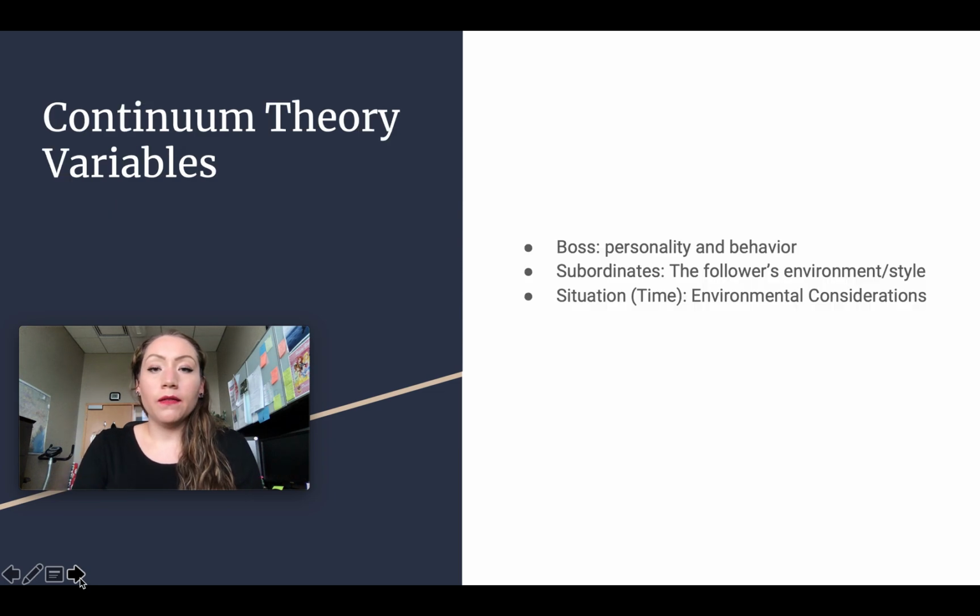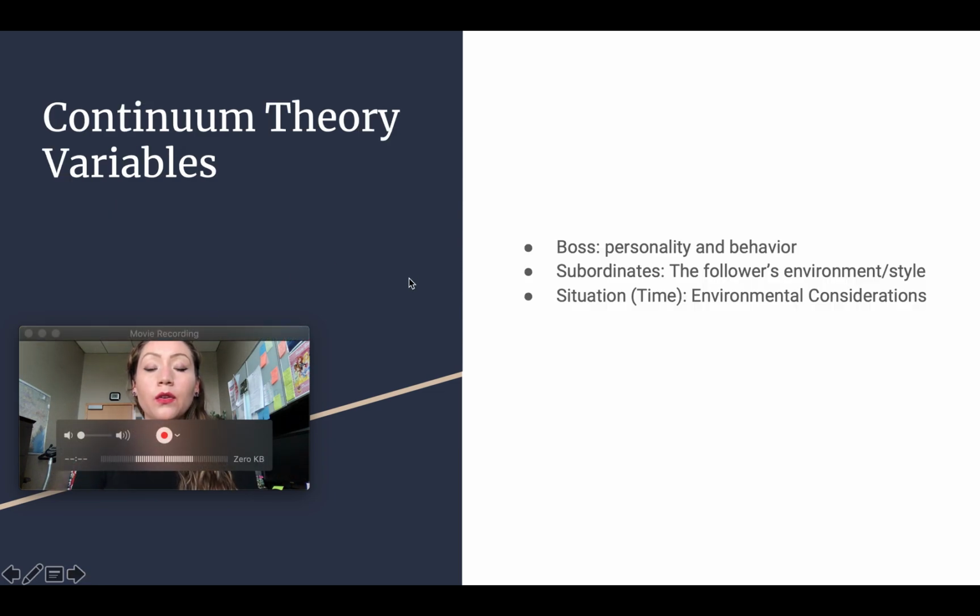Then we have the variables for the continuum theorem, which are the boss variable, the subordinate variable, and the situation or time variable. For the boss variable, it will be based on experience, expectations, values, and confidence in the subordinates. So depending on the leader's behavior, the followers will be more autocratic or more participative.